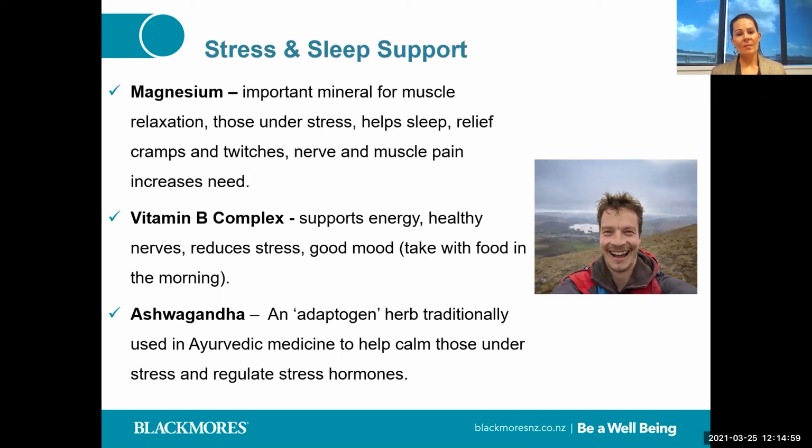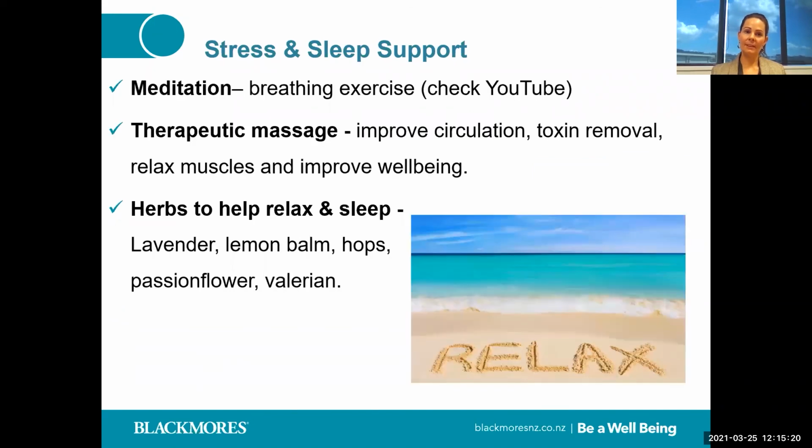Vitamin B complex supports energy, healthy nerves, reduces stress and supports good mood. Best to take with food in the morning as they can be energizing, so don't take B vitamins before bedtime. Ashwagandha is an adaptogen Ayurvedic herb, and it helps to calm those under stress and regulates stress hormones. It helps the body adapt to stresses as well.